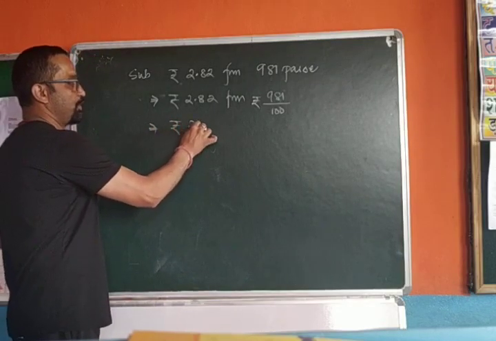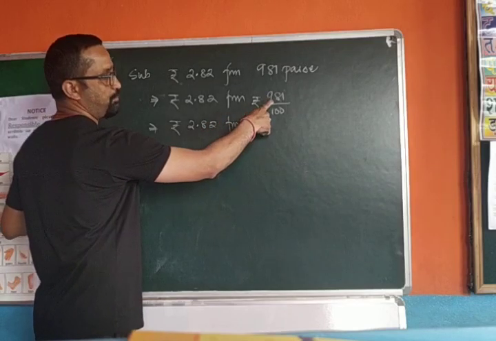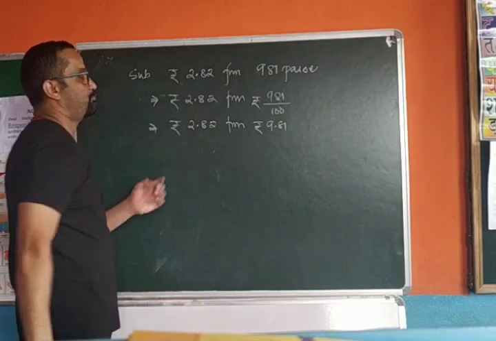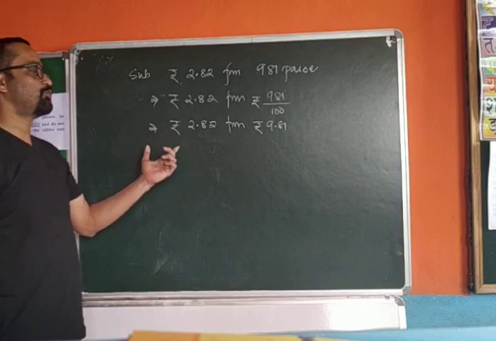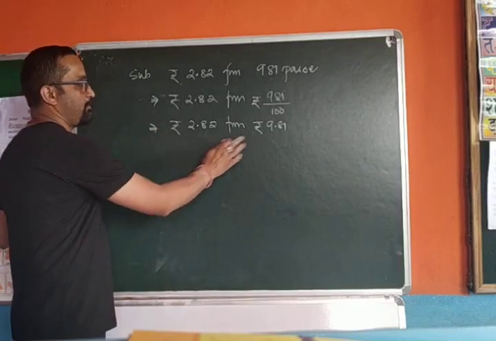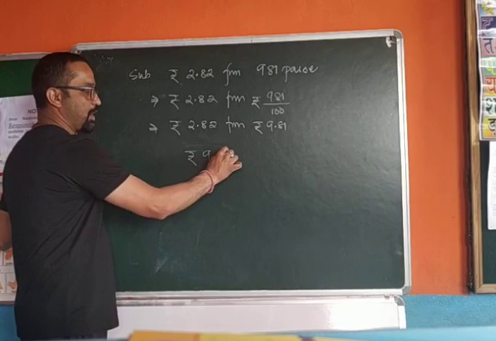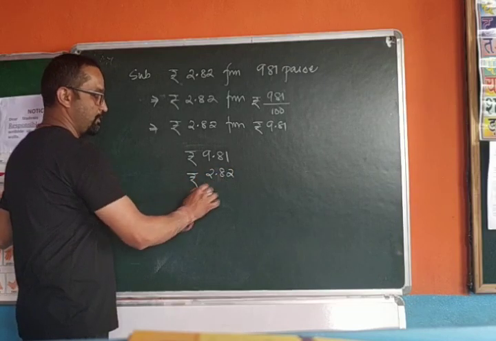Put the decimal: 9.81. Both have changed into rupees. Now you convert and then subtract. First one you write rupees 9.81. Second one you write rupees 2.82.